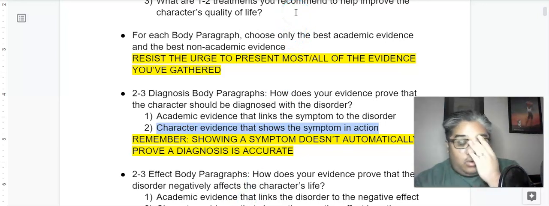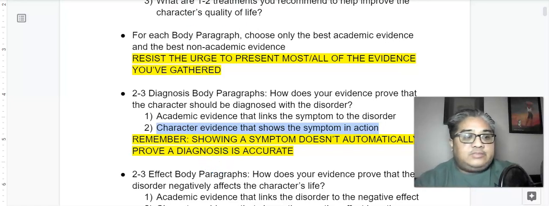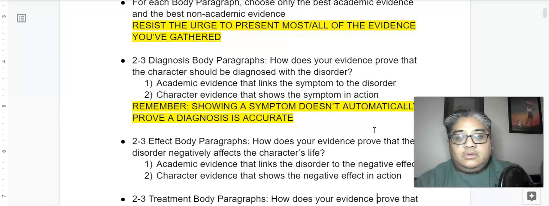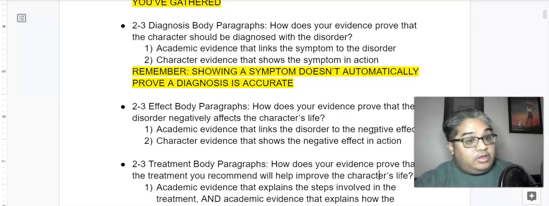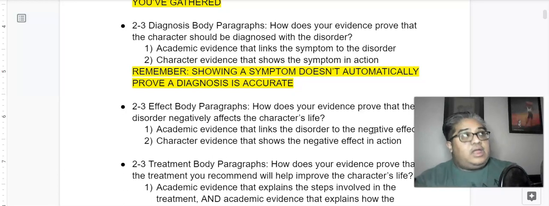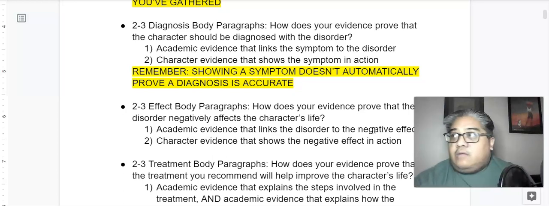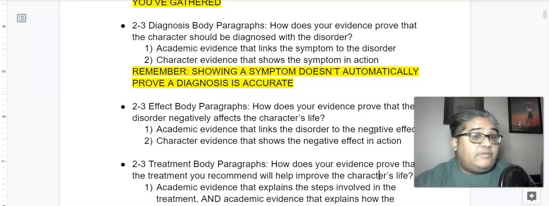So you're going to do that for 2 or 3 body paragraphs where you're going to be making your diagnosis. After the diagnosis body paragraphs, next you need to map out 2 or 3 affect body paragraphs. 2 or 3 body paragraphs that focus on how the disorder negatively affects the character's life. And here the argument you're making is a lot more straightforward. How does the disorder negatively affect the character's life? What is the negative effect, right?